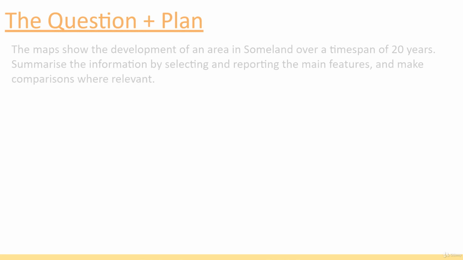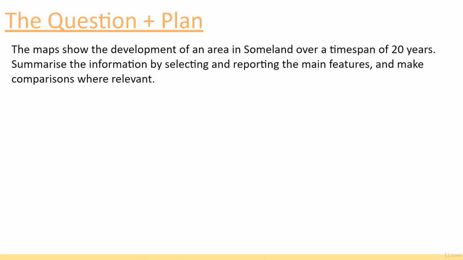So let's take a look at this question. The maps show the development of an area in some land over a time span of 20 years. Summarise the information by selecting and reporting the main features and make comparisons where relevant. Okay, so let's take a look at the topic sentence, that first sentence.